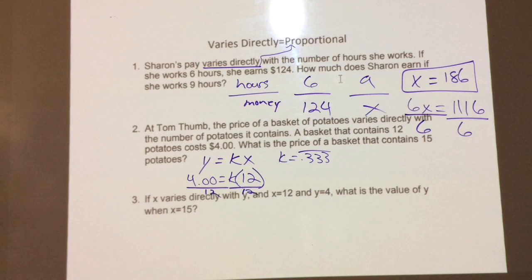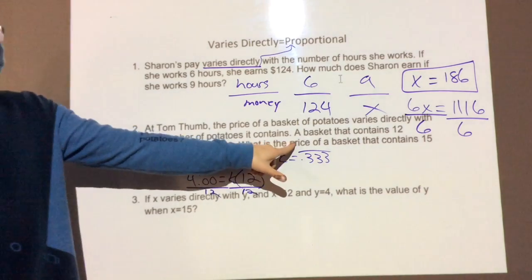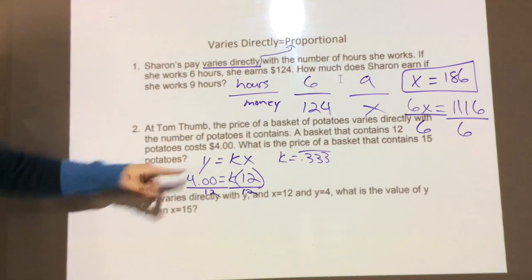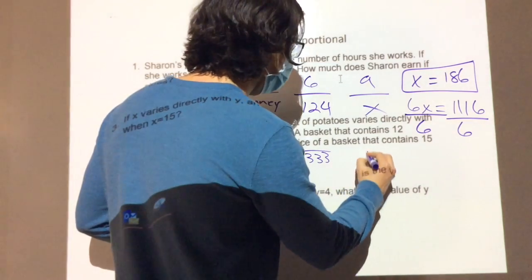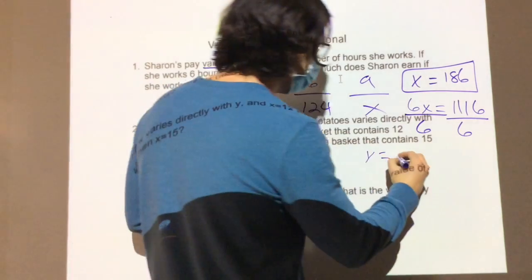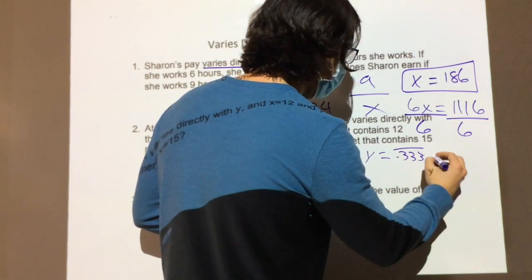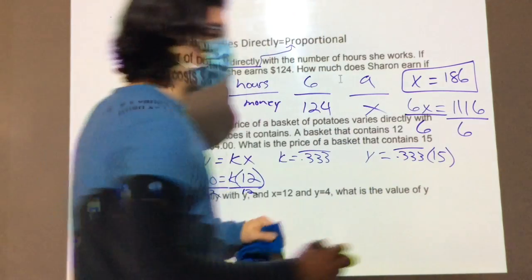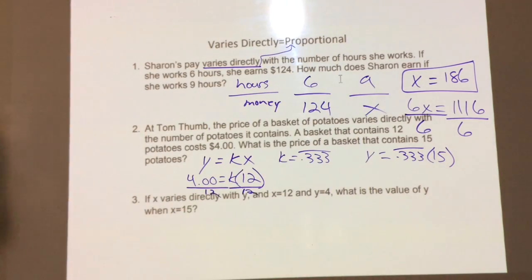Okay, so now I'm going to plug this back into my equation, but I know what k is now. It now says, what is the price, which is our y value, so we're looking for y. What is the price of y if we have 15 potatoes? So I'm going to take my price, which is 0.333, and multiply that by 15. Questions on how I've set this up so far? Okay, can anybody tell me how much 15 potatoes is going to cost? Addison, what do you think? About $5.